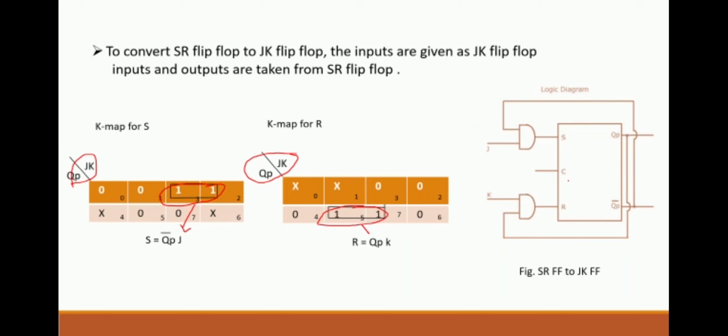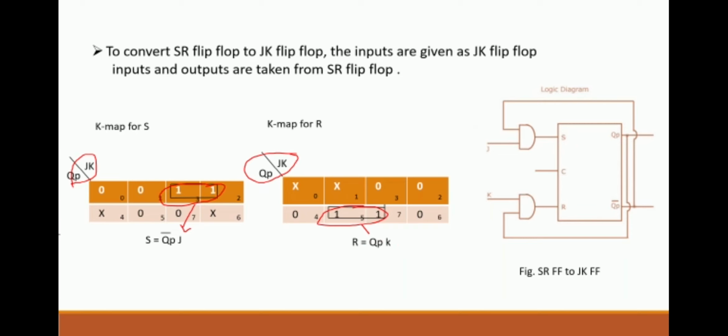The last step is to construct the circuit diagram of SR flip-flop to JK flip-flop. For that, first we need to construct the circuit diagram of SR flip-flop, that is the available flip-flop, and modify it using these two Boolean expressions, so it is made in terms of JK.